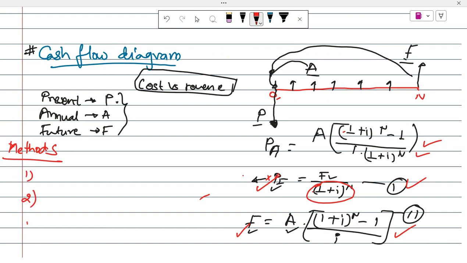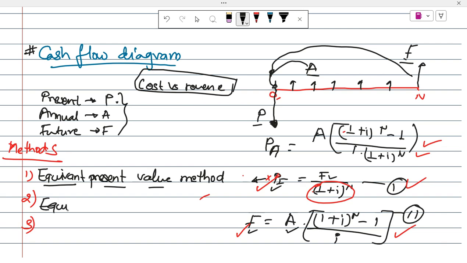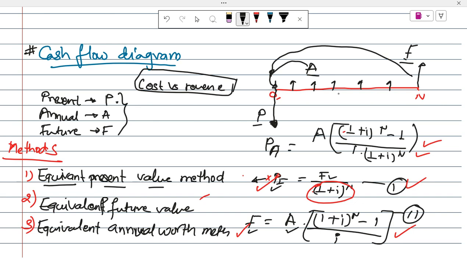What are the methods of evaluating cash flows? The first method, the second method, and the third method. If I bring all the values into present value, it is known as the equivalent present value method, because I have converted all the cash flows to the equivalent present value. Second is the equivalent future value method, where I convert all the cash flows into futuristic terms. And the equivalent annual worth method, where I convert all the present and future cash flows into annual cash flows.